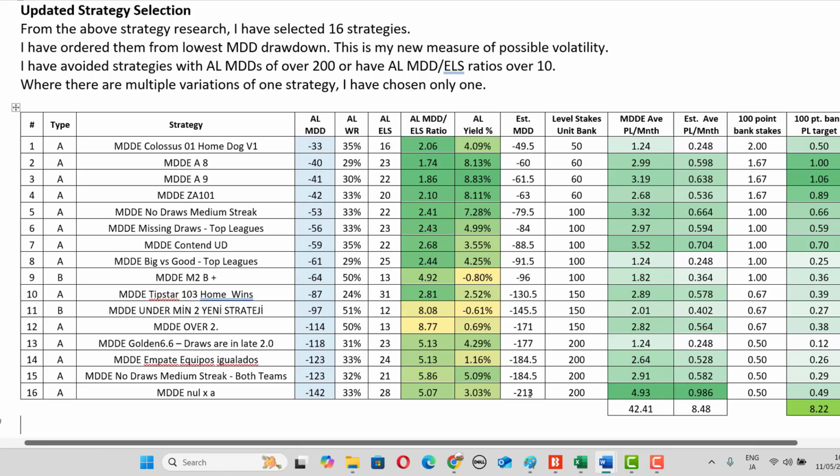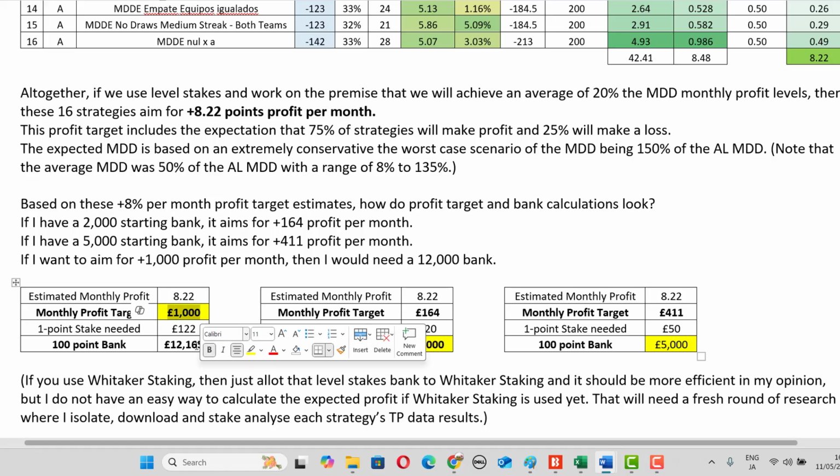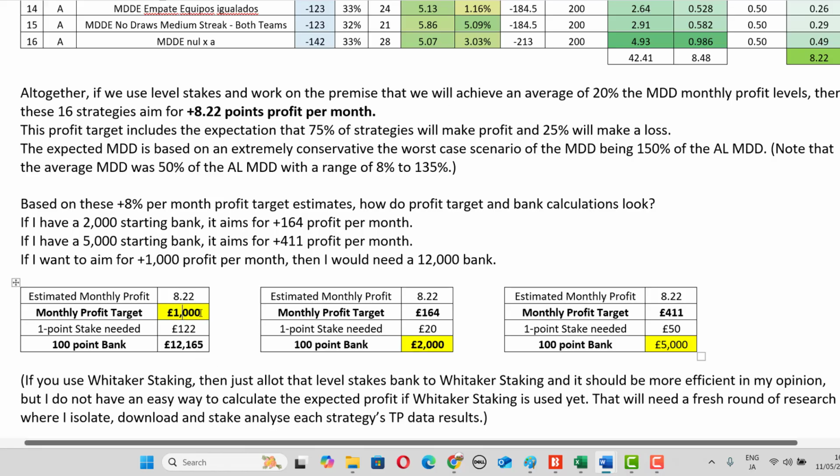We've got some sensible expected drawdowns. We've got a sensible profit target, some sensible staking plans for level stakes, and Whitaker staking with an ELS of 10. So then what kind of results can we expect from different banks? In the past I've said my target is to make £1,000 a month. If I want to make £1,000 a month from this, then I'd need a £12,000 bank. That's quite large, so I think I'll have to build up to that. If you start with a £2,000 bank, you can hope for 8 points profit a month, so that's £164, which would cover the Betaminic subscription of £82.